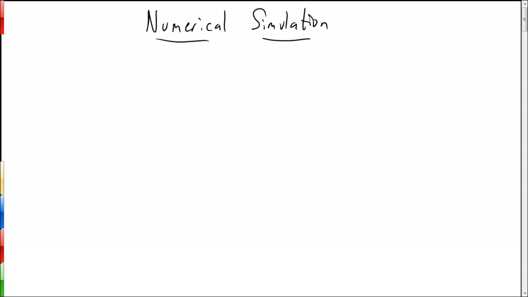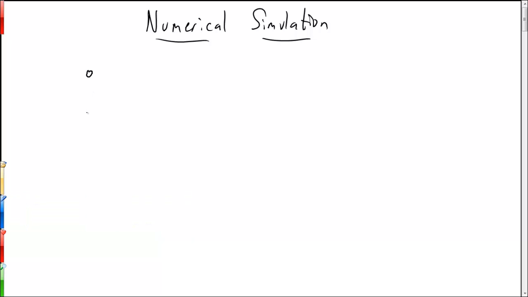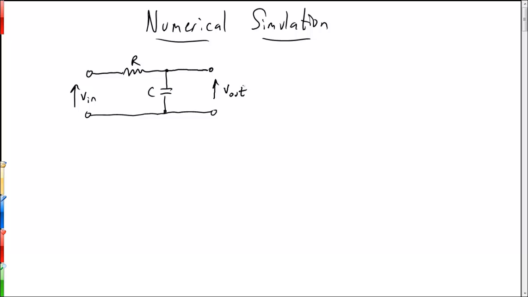In this video, we're going to talk a little bit about numerical simulation, and we're going to discuss it in the context of an RC circuit, specifically the RC circuit that we saw in a previous video. So let's redraw that circuit. Let's say that we have some input voltage, which we call Vin, and we had a resistor of resistance R, and a capacitor with capacitance C, and we had some output voltage, which we called Vout.